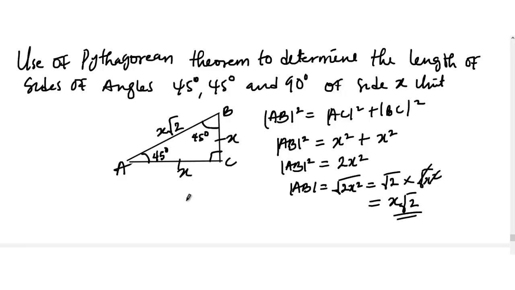Now, what is the significance of what I have proven here? The significance is that if a right isosceles triangle is given, and you know the length of certain of the sides, you can easily use this to determine the other side.